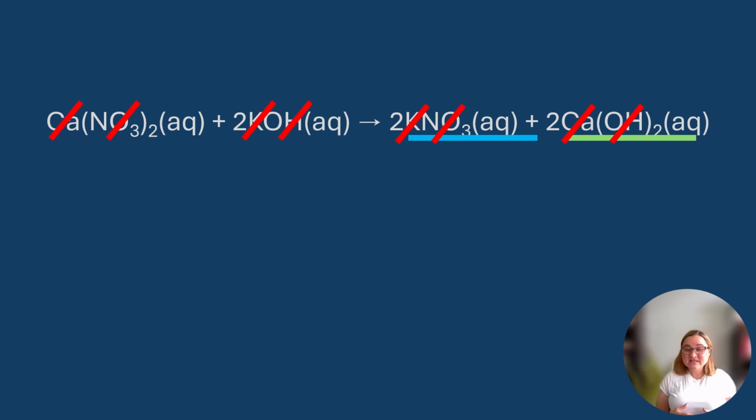That means that there isn't an important product here. You didn't make a solid. You started with ions in solution and you ended with ions in solution. So here, the answer to the net ionic equation is no reaction because no reaction has occurred.